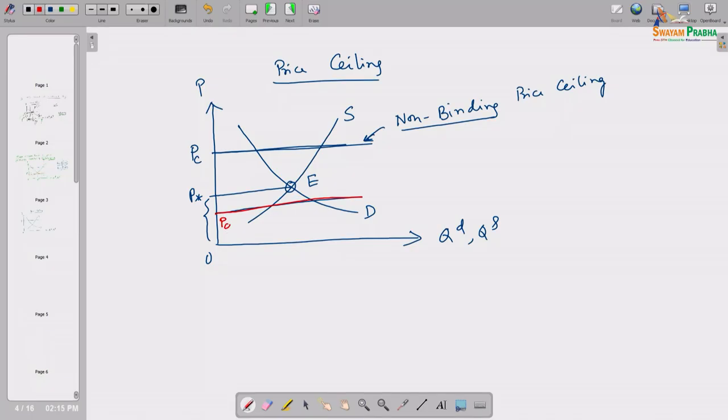Alternatively, suppose this price ceiling is given by this red line, say OPC1 is the price ceiling, right. That means nobody is allowed to set or transact the commodity in the market at any price above OPC1. So, what does this price ceiling do? Look at here. If there is no price ceiling in this market, the equilibrium price will be OP star. After the imposition of this price ceiling, the equilibrium will be this OPC1 only. Why OPC1? Because nobody is allowed to set any price above OPC1, right.